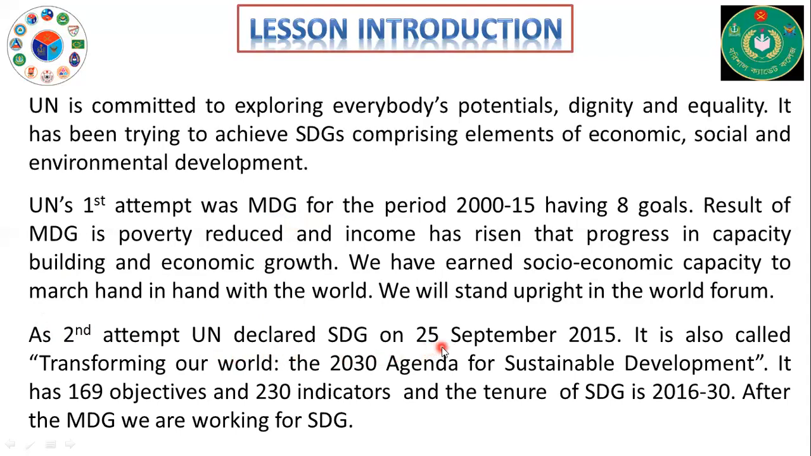As the second attempt of UN, SDG, it declared SDG on 25th September 2015. That means at the end of the MDG's tenure, this is the second attempt that was declared. It is also called Transforming Our World, the 2030 Agenda for Sustainable Development. It has 169 objectives and 230 indicators, and the tenure of SDG is 2016 to 2030. After the MDG, we are working for SDG. Another important information about SDG is that there were 8 goals in MDG, but for SDG there are 17 goals that we will discuss later on. That's why I have not mentioned them here.